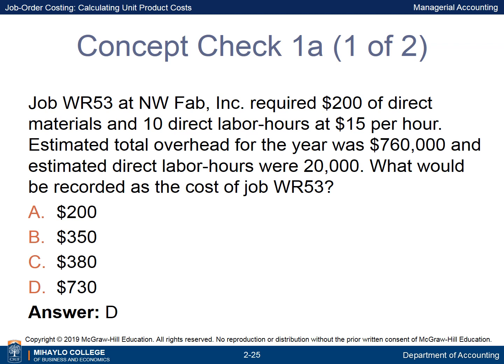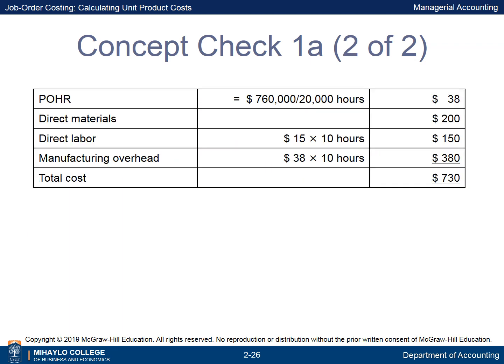Since 10 hours was worked on the job, the direct labor cost is $150, $15 hourly rate times 10 hours, and a total of $380, $38 per direct labor hour times 10 hours worked, of manufacturing overhead is applied for a total cost of $730. Predetermined overhead rate, $38 per direct labor hour.